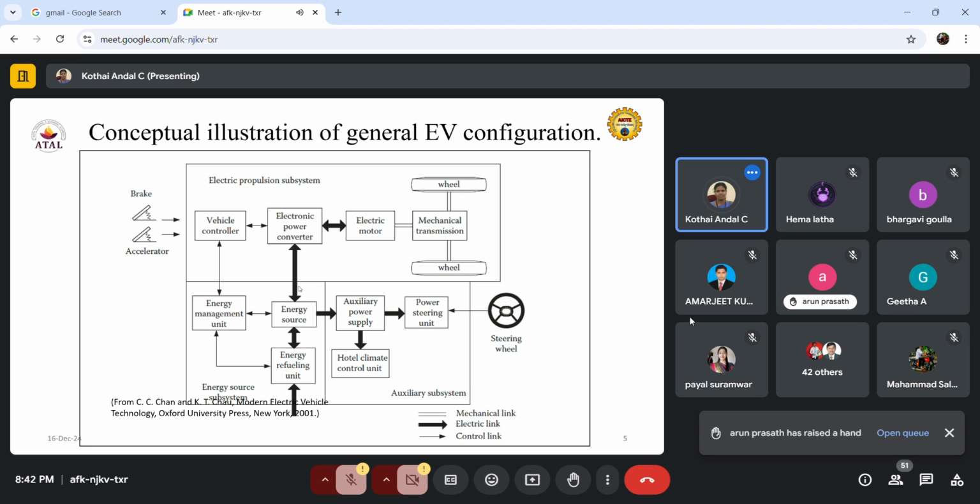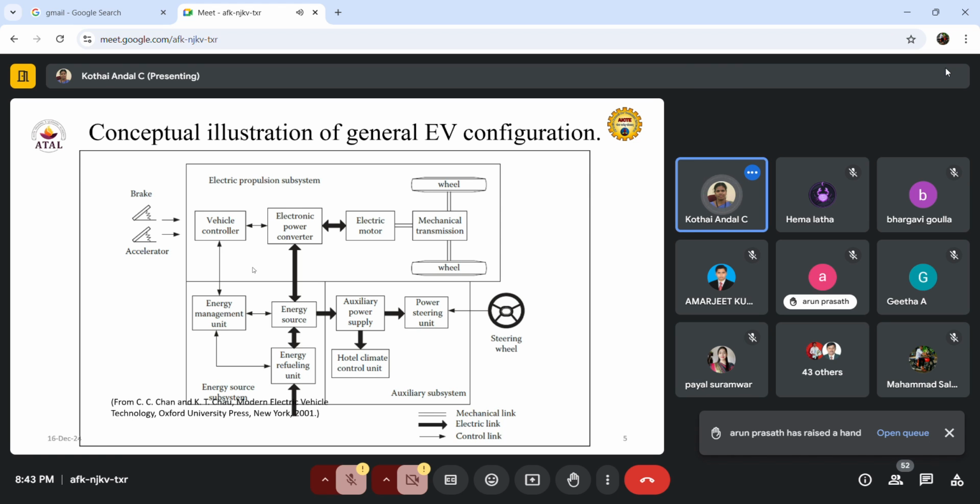Arrangements. So the general arrangements, how it is divided, you can see very deeply. Here you see the overall structure of EV. Independent of the classification, for any EV, the major components, major parts can be divided into three subsections.